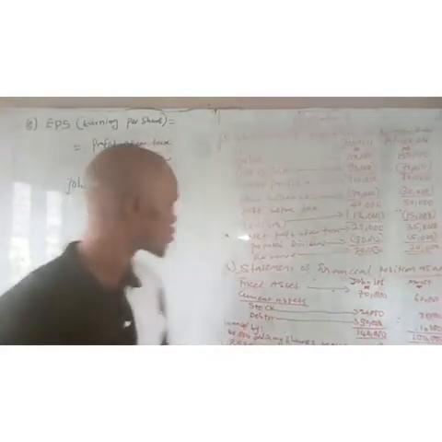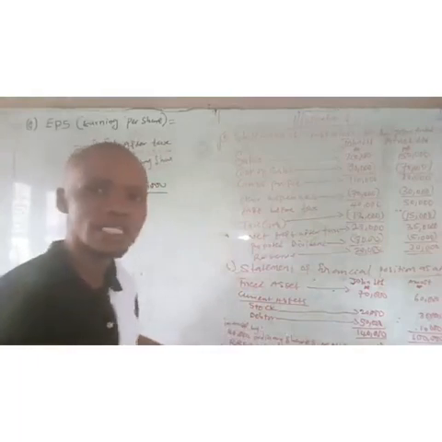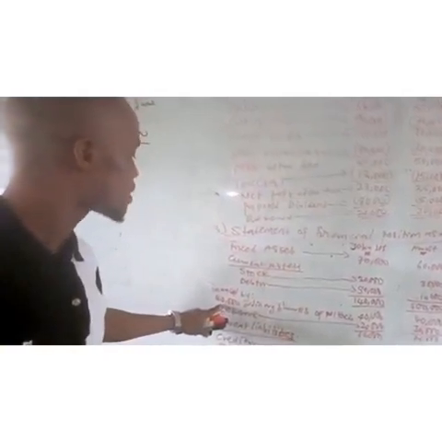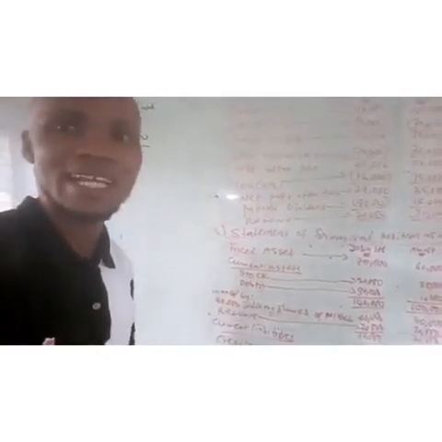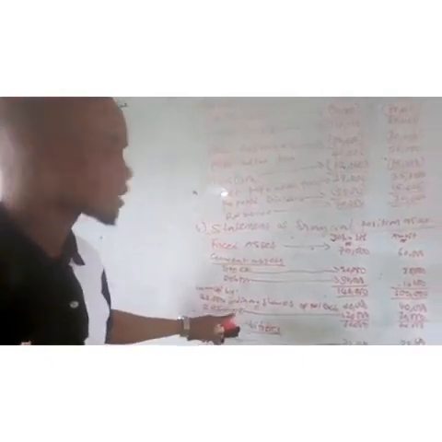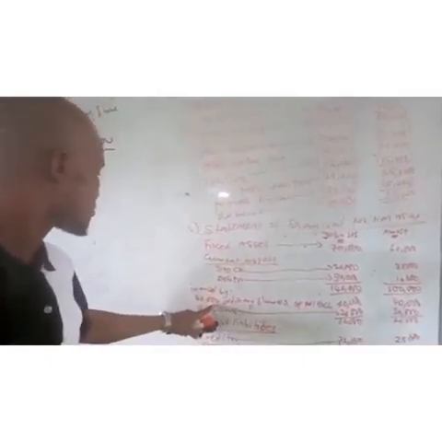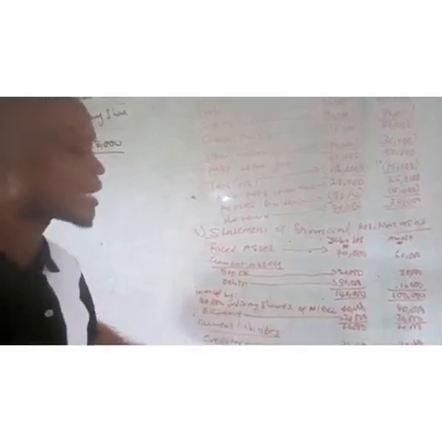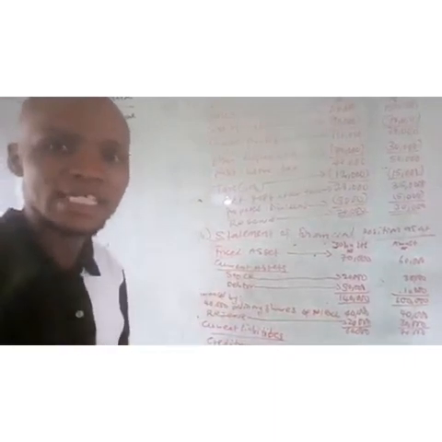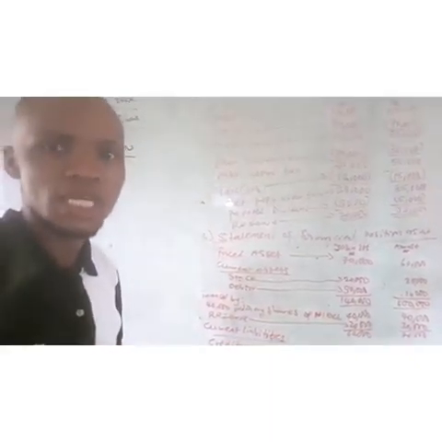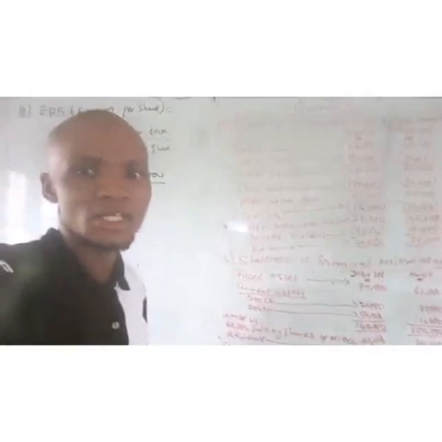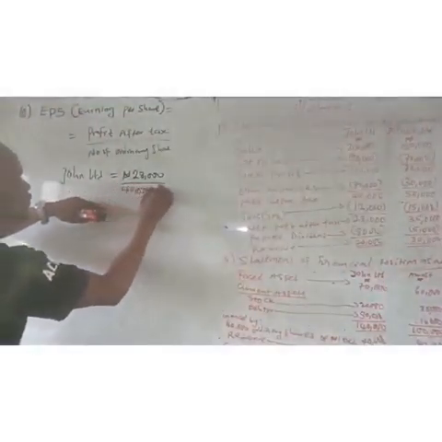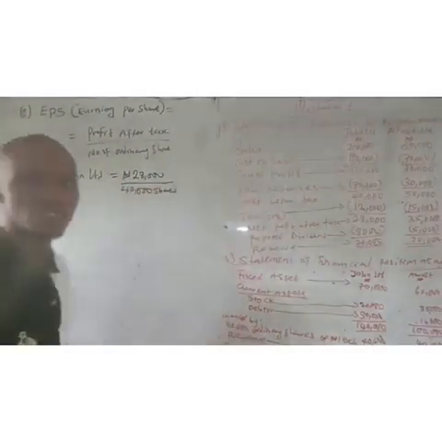For the number of ordinary shares, you come to the statement of financial position here. You can see that we have 40,000 naira ordinary share of one naira each. It means that each company had 40,000 naira ordinary share of 1 naira each. That is, the price of each share in the company is 1 naira. Therefore, the number of shares here is 40,000 shares. Here it is not naira, it's shares.